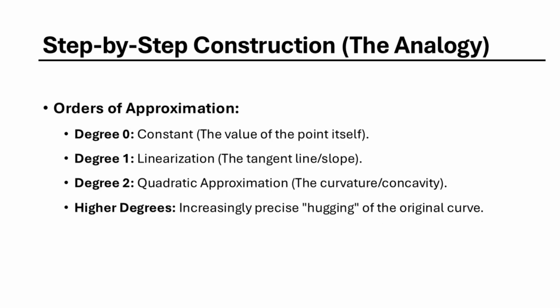The sculptor analogy. To visualize this, imagine a sculptor carving a statue. At the zeroth order, we only know one point. Our approximation is just a flat, horizontal line. At the first order, we add the slope, the first derivative. Now, we have a tangent line. By the second order, we factor in the curvature. Our line becomes a parabola that starts to hug the original curve. The more derivatives we include, the higher the order, the more precisely our polynomial follows the actual function.